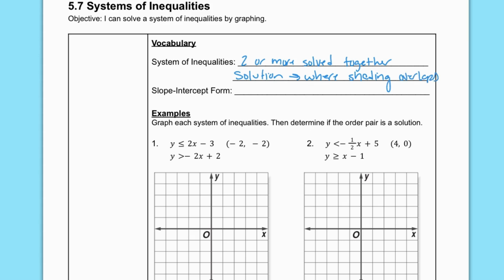Okay, and then just a reminder, slope-intercept form, y equals mx plus b, or in this case we'll have an inequality instead of an equal sign. But if it's not already in that form, we'll have to put it in that form in order to graph.